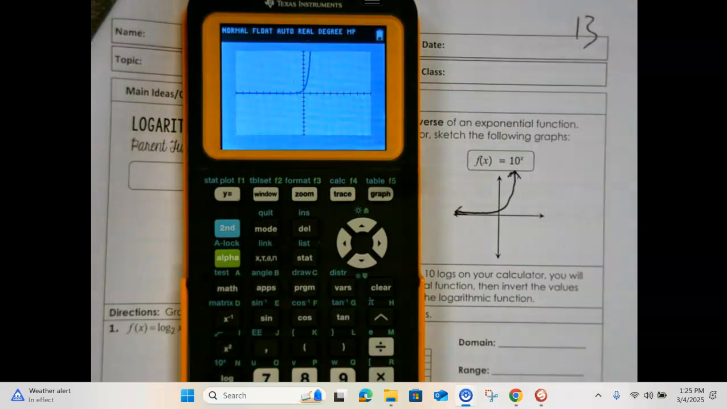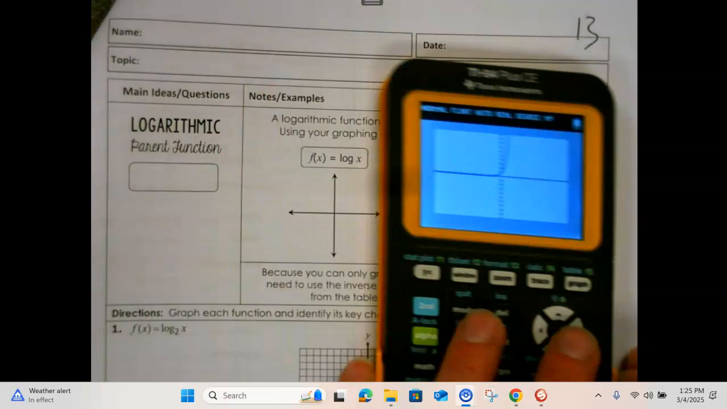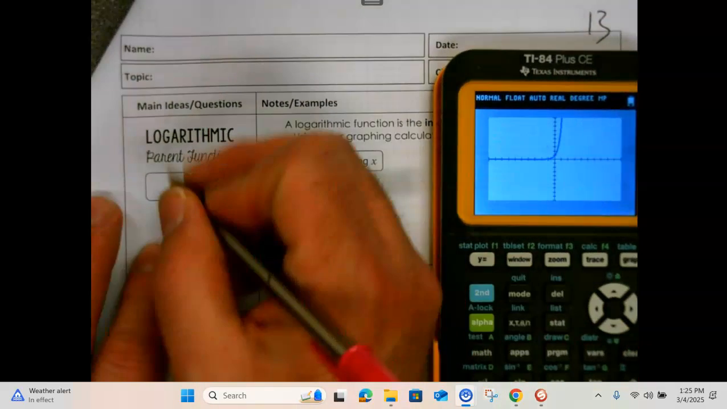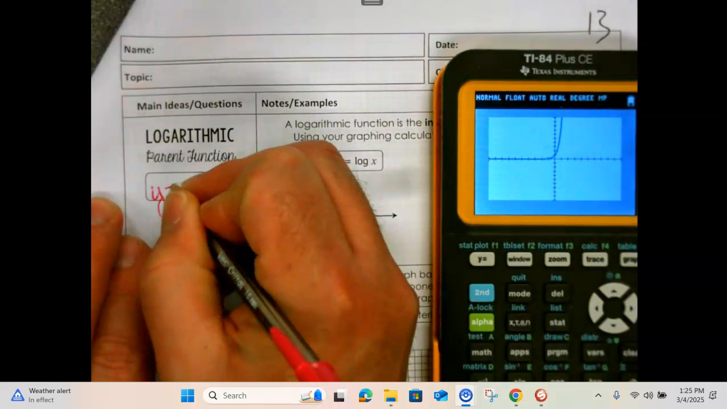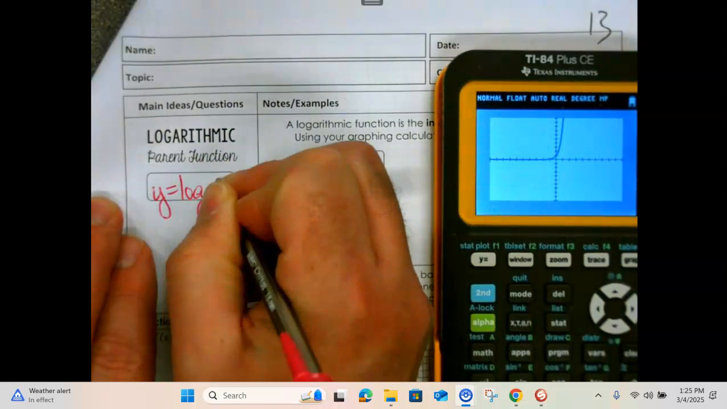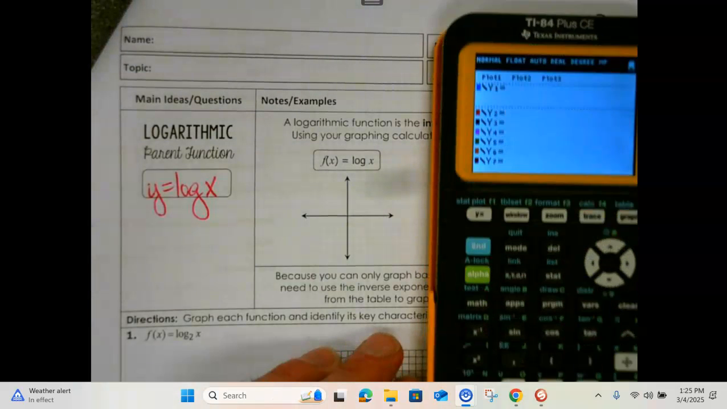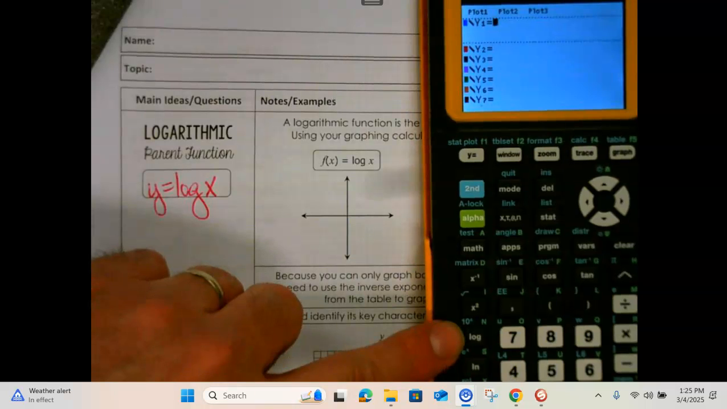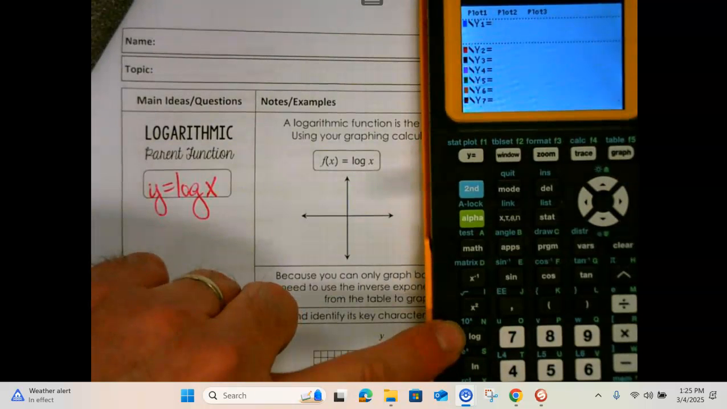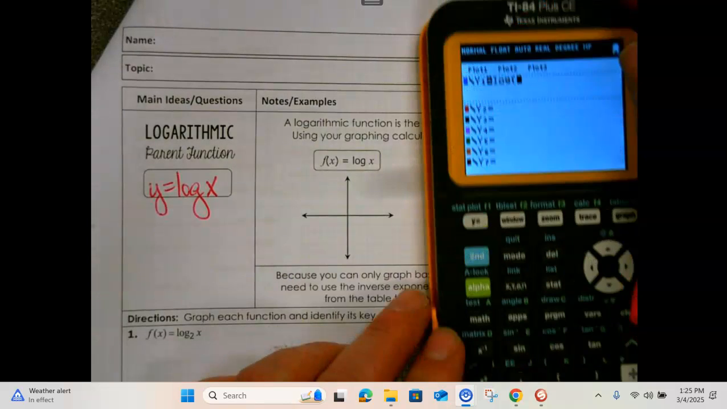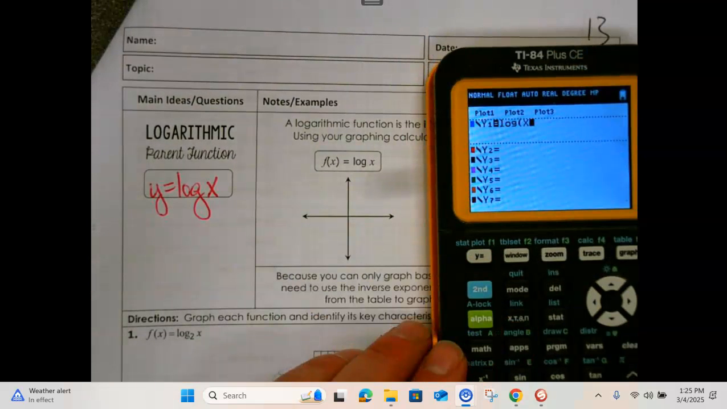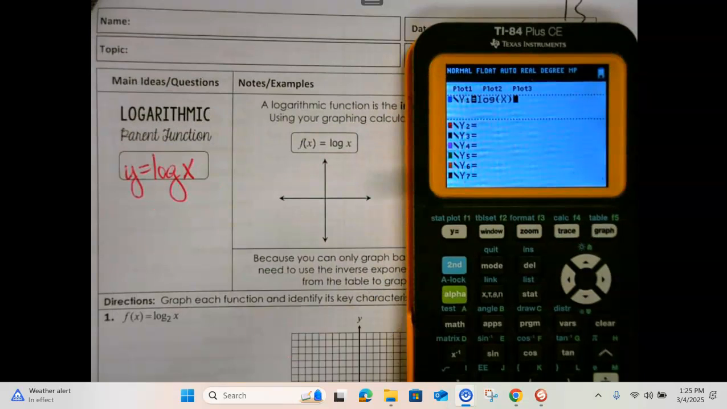Okay. Now, logarithms are inverses of growth and decay models. So when we're typing this in, we are going to go back to the y equals. Log has its own button here next to 7. So we're going to do log, and it puts a parenthesis in there for us. So we're going to put the x, and then we're going to close the parenthesis at the end.